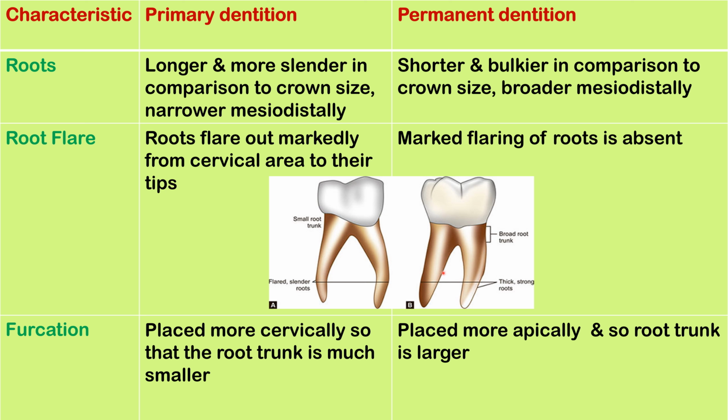Next difference in terms of furcation. In primary molars, as we can see in the diagram, the furcation of the root is placed much more cervically, so that the root trunk is much smaller. But in the permanent dentition, the furcation is placed much more apically, so we can see that the root trunk appears larger or it can be a broad root trunk.